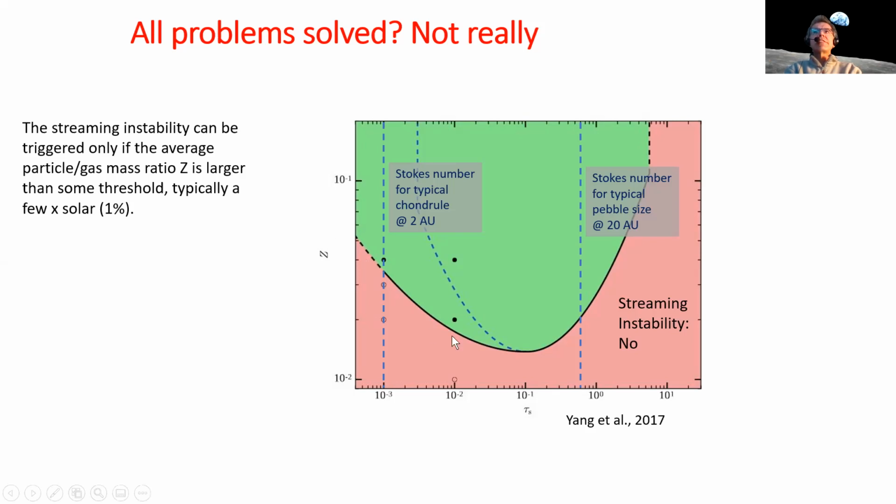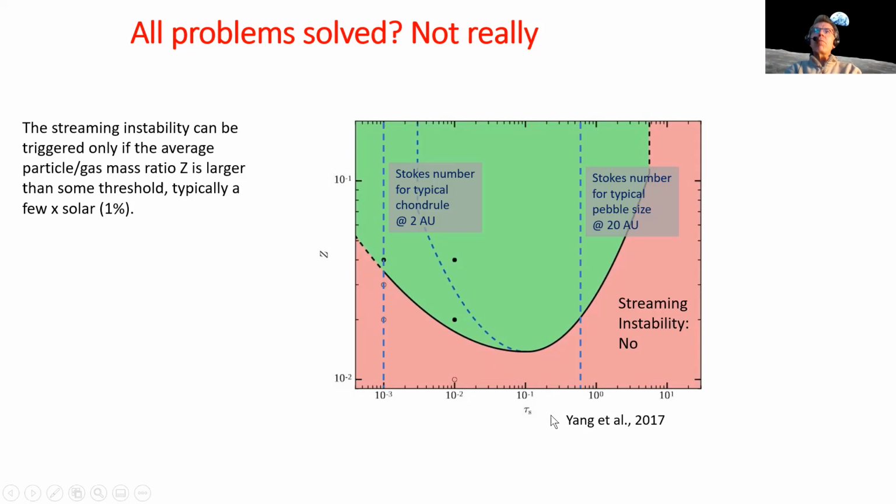So for instance, this diagram taken from a recent paper by Yang et al. shows what is the dust-to-gas ratio Z, the surface density ratio, that is needed in order to trigger the streaming instability as a function of this parameter, which is called the Stokes number. The Stokes number is the ratio between the friction time scale of the particles and the orbital period.